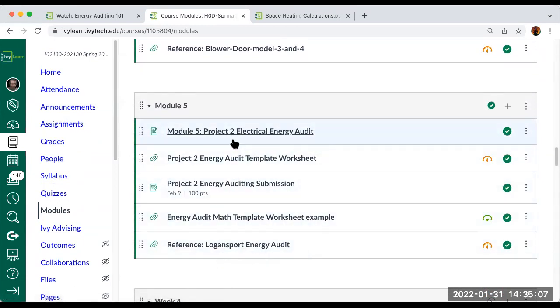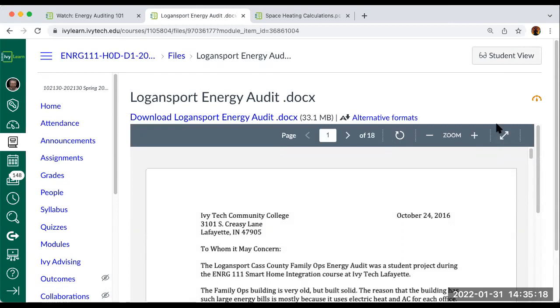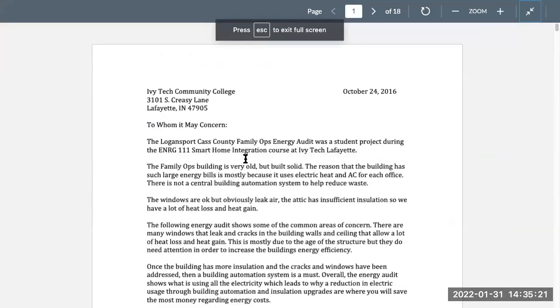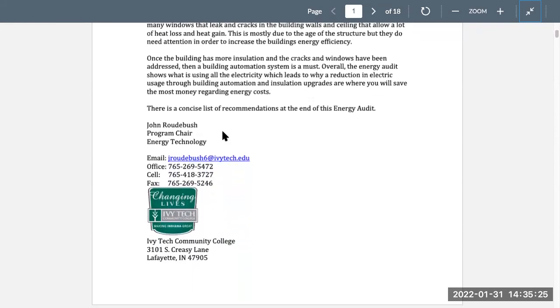So we did an energy audit at Logansport. This is just an example of what some students did. So this is just a wrap of what we did.